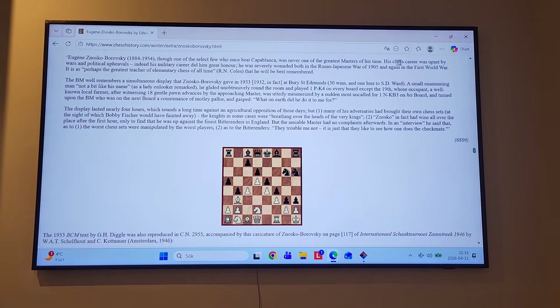Yeah, his chess career was upset by wars and political upheavals. Indeed, his military career did him great honor. Yeah, this is what I already mentioned. But here, the British R.N. Coles has written, and I agree with him completely, perhaps the greatest teacher of elementary chess of all time.